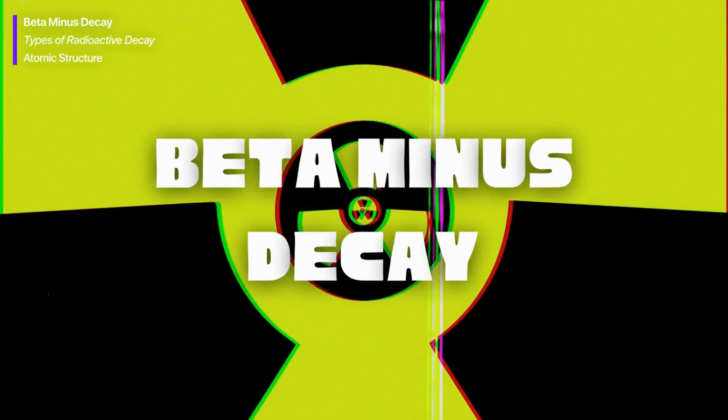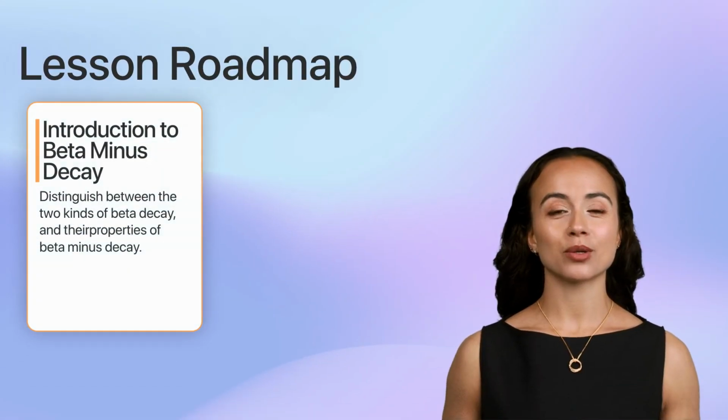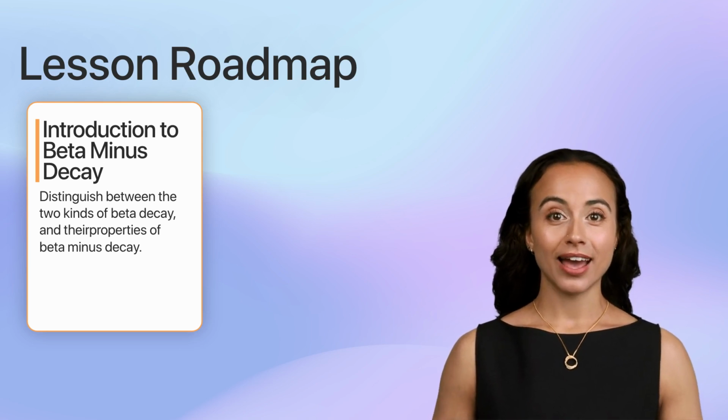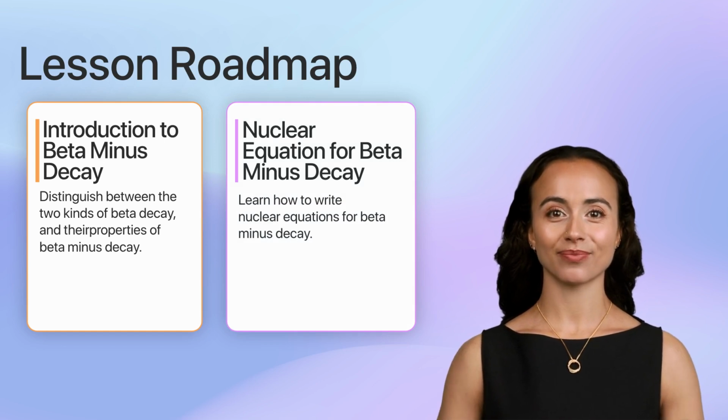Hello and welcome to today's lesson on beta minus decay. Today we will distinguish between the two kinds of beta decay and their properties. Then we will learn how to write nuclear equations for beta minus decay.